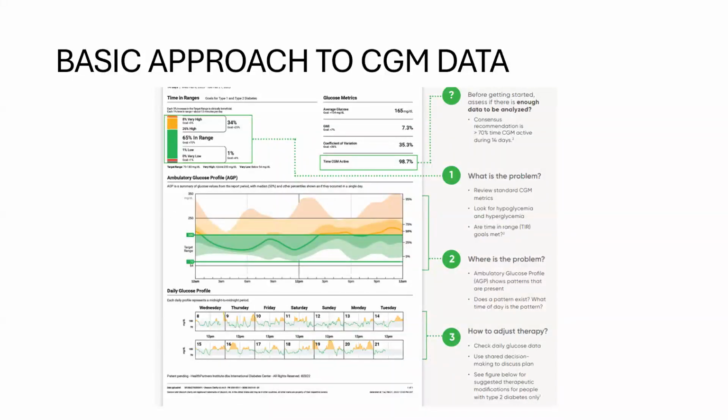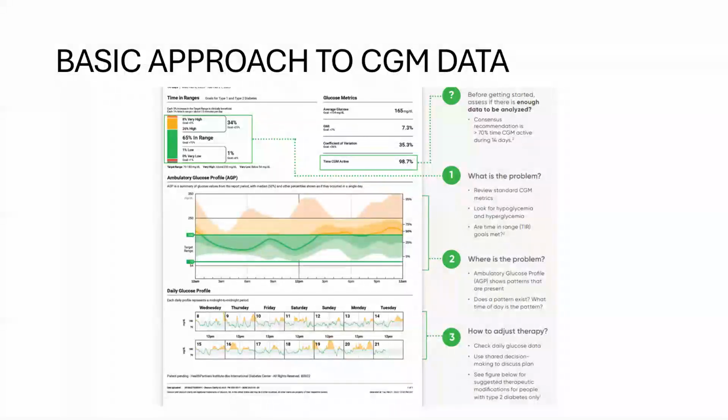In this case, if you look at the top right, it's 98.7. So we have plenty of data to work with. We can look at where our problems actually are very quickly. Our time in range is too low. We have a lot of excursions, too much time being spent in the very high, but our time in the low or very low is actually very good.